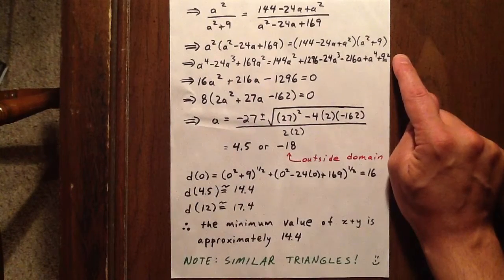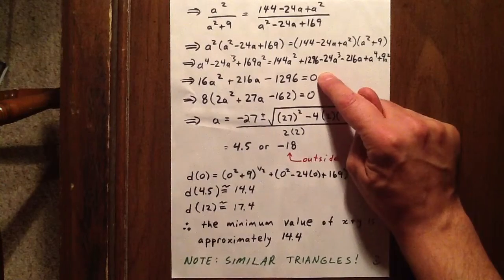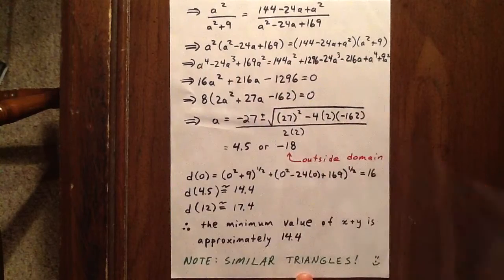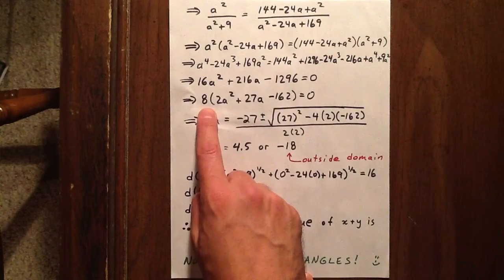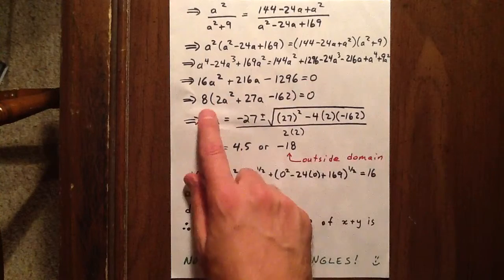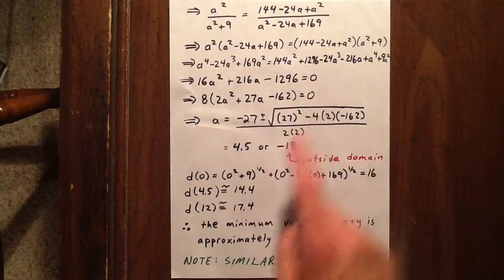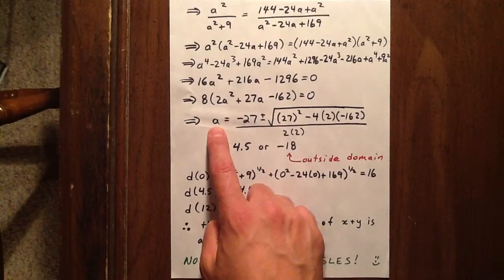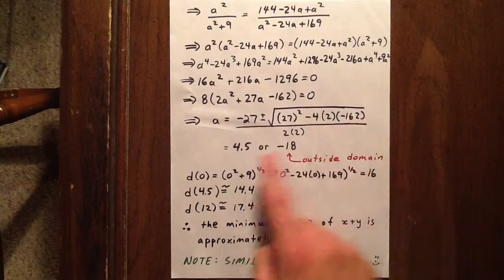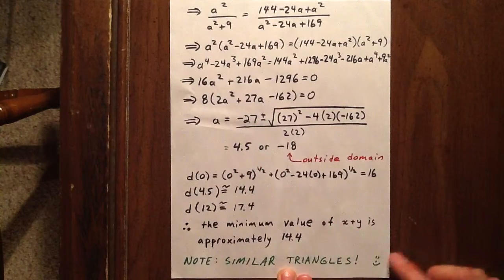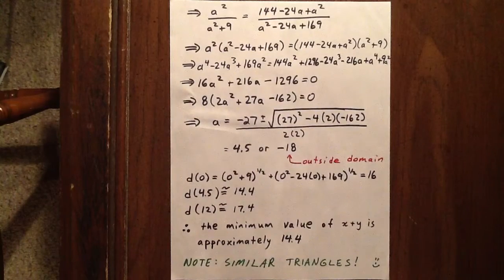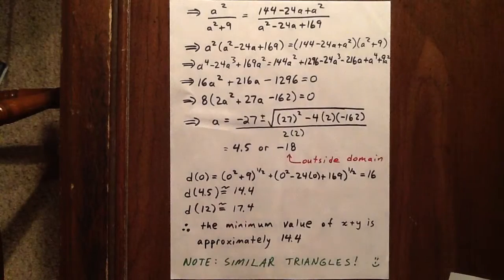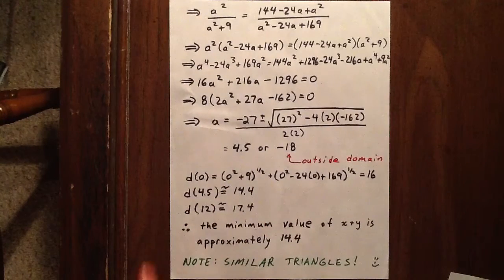But believe it or not, it simplifies down to become a quadratic because the a to the 4's cancel out, as do the a cubed terms. And what we end up with is, again, remember we're setting this equal to 0, 8 times this quadratic equals 0. We know 8 doesn't equal 0, so this expression must equal 0. Using the quadratic formula gives us a is 4.5 or negative 18. But we said a while ago that the domain of a is between 0 and 12, so we know that a has to be 4.5.